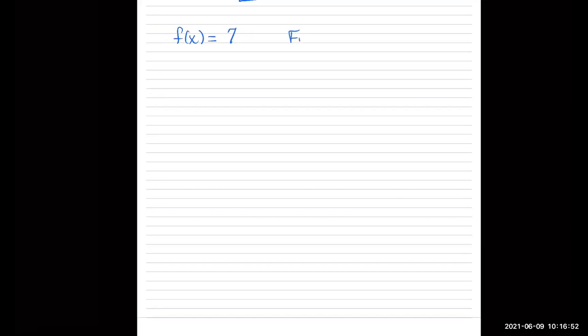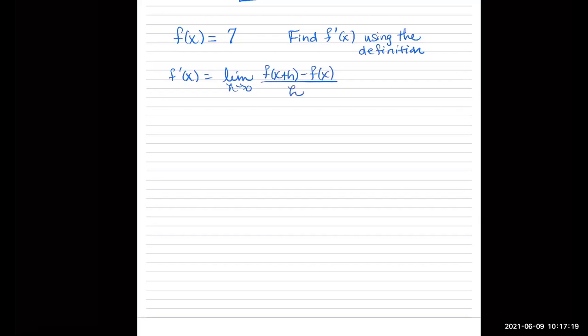And what we are going to do is find f prime of x using the definition. Okay, so that is a problem just like we have been doing. The definition of the derivative is the limit as h approaches 0 of f of x plus h minus f of x over h.